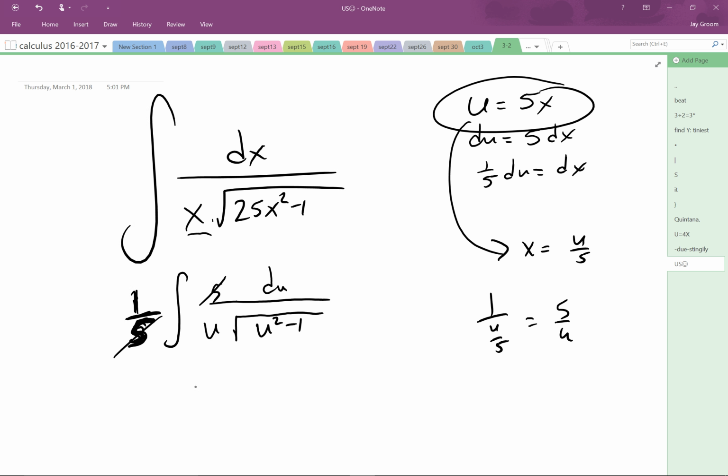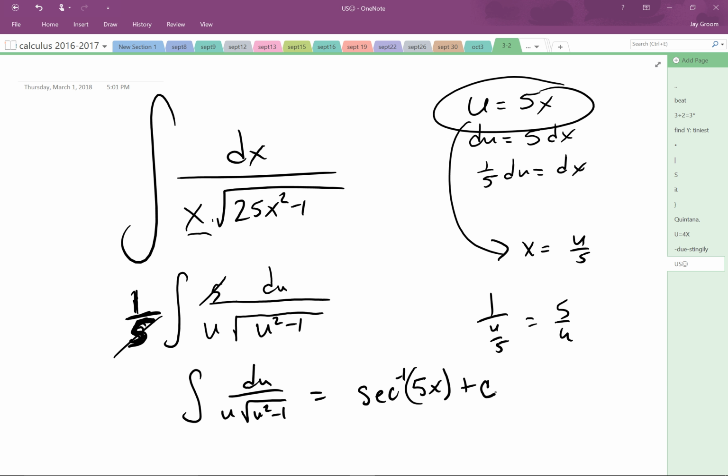Now, if you think about that, what are you going to end up with? You're going to end up with this thing here. Now, what is this guy? This guy is equal to the arc secant of u, which is 5x, plus c. Okay? And that's our answer to that guy.